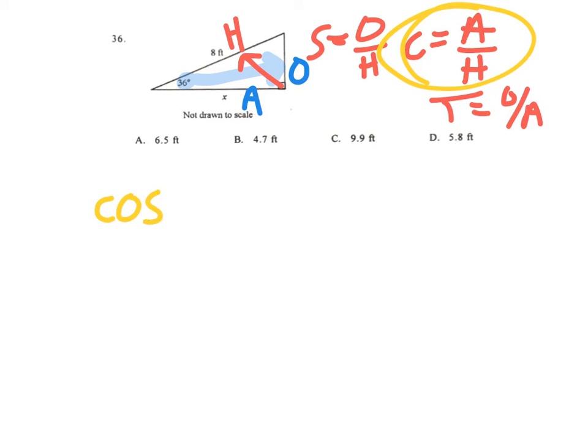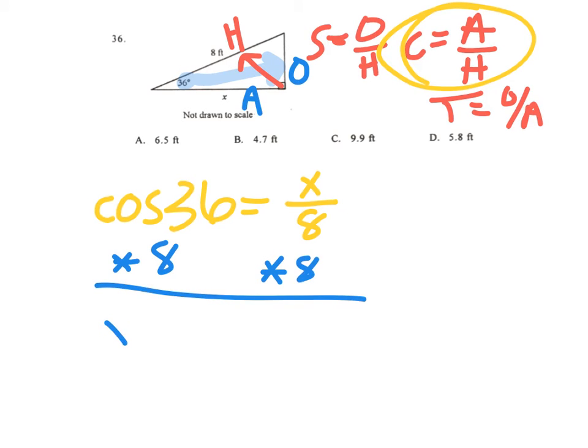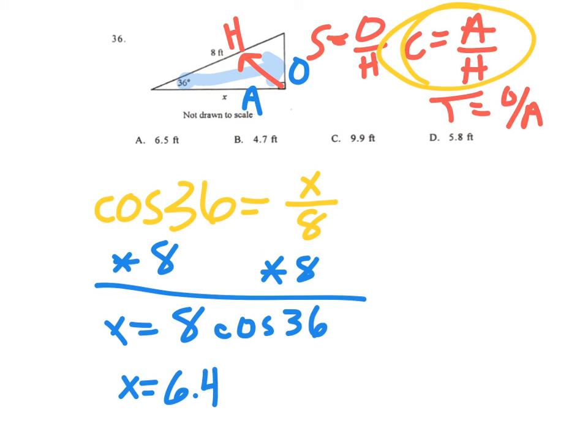We're going to do the cosine of our angle, which is 36, equals the adjacent over the hypotenuse. So x over 8. I need to move 8 to the other side, so I'm going to multiply both sides by 8. And when I do that, I get x equals 8 cosine of 36. And that's what I'm going to type into my calculator. So we're going to do 8 cosine of 36. X would equal 6.47, which if I round that, it's 6.5, which is A.